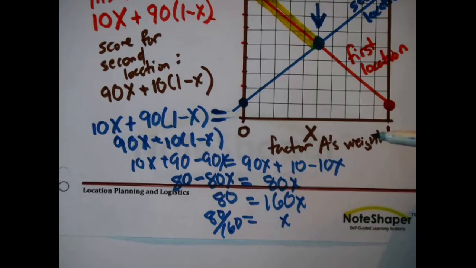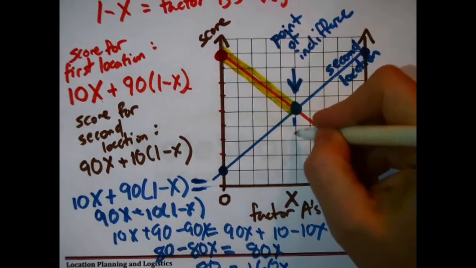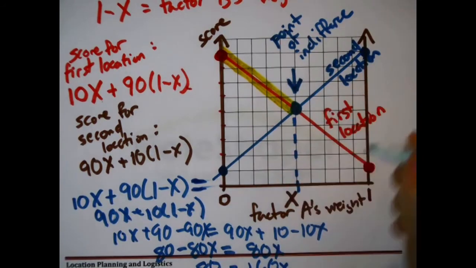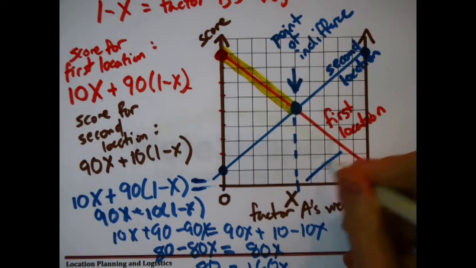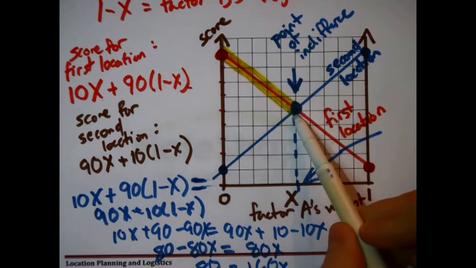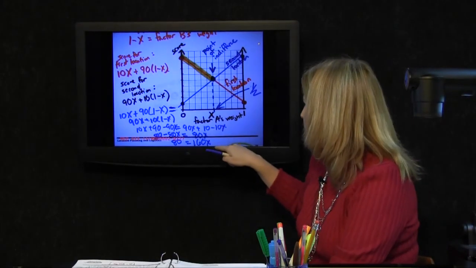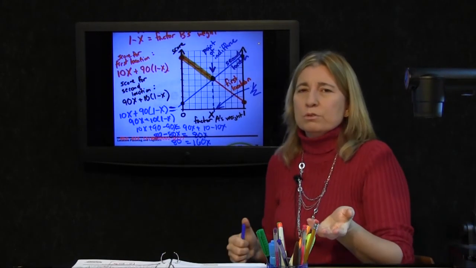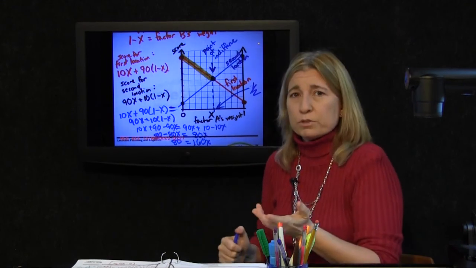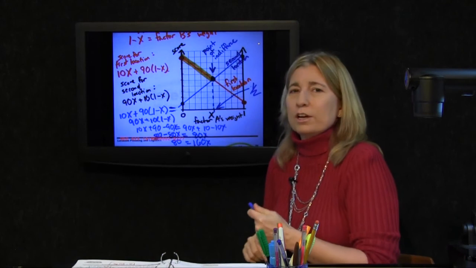My graph actually came out pretty good. It's right over the center. The weight for factor A at which you stop preferring the first location is 80 divided by 160. What's that reduced to? 1/2 or 50%. That's exactly where you'd stop preferring that location.